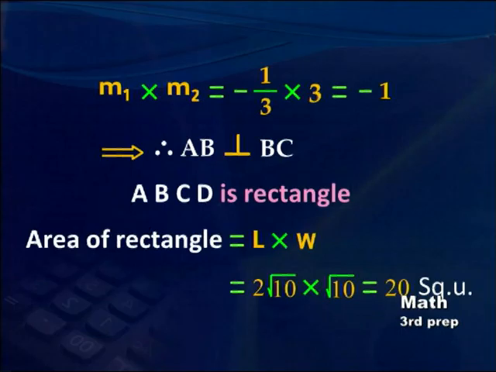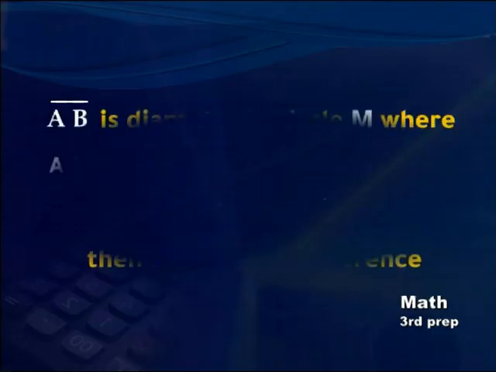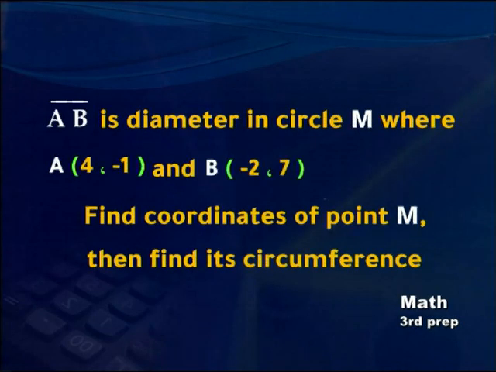Another example: if AB is a diameter in the circle M, where A is (4, negative 1) and B is (negative 2, 7), find the coordinates of the point M and then find its circumference.